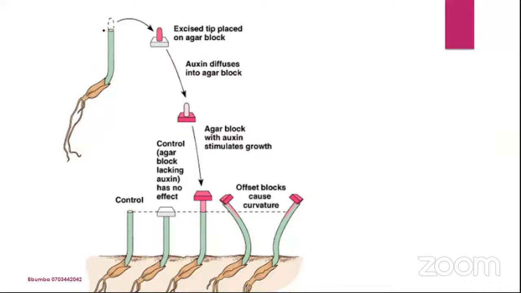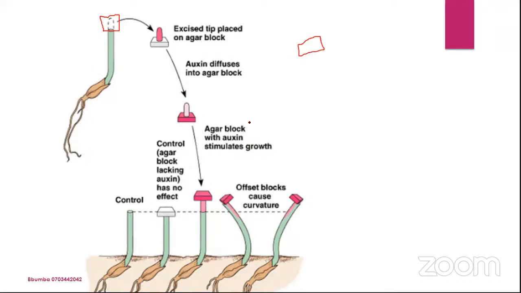And when you cut off the upper tip of this seedling, and then you place it on this agar block, I think I remember I used an example of a sponge. Imagine pouring water in a sponge. The sponge will be able to keep that water. Or you can picture a sponge from a mattress. When you pour water into it, it retains that water. Now imagine that agar block, or you can call it the sponge.